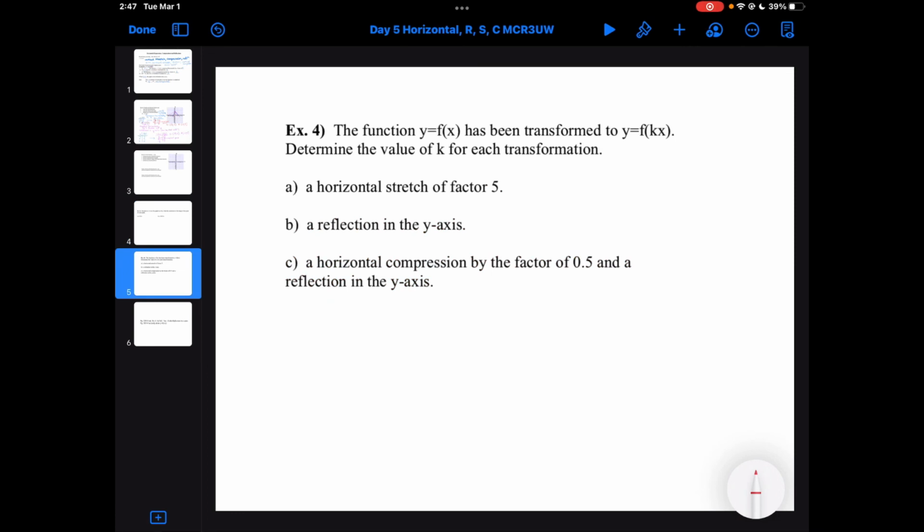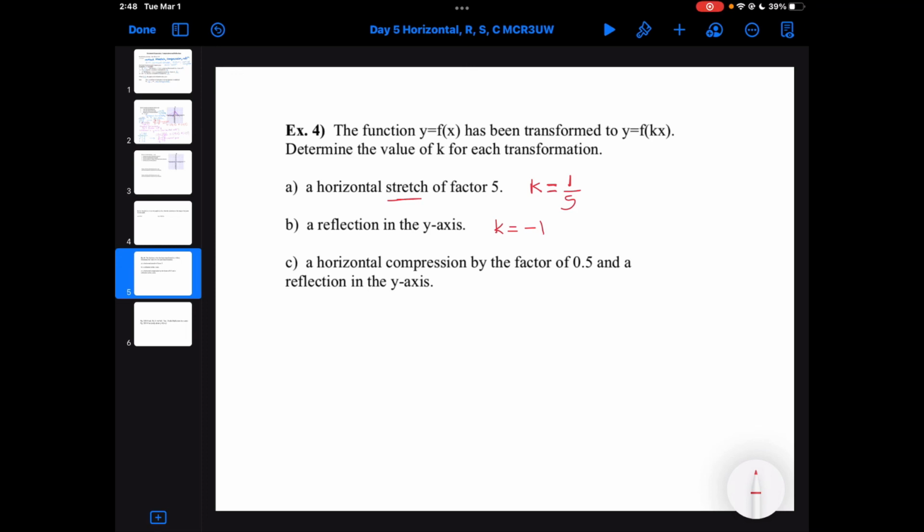The last example that we're going to do is we're going to figure out the k value for each transformation. So the function y equals f of x has been transformed to y equals f of kx, and we're going to determine the value of k for each transformation. If I have a horizontal stretch by a factor of 5, that means that my k value has to be less than 1, greater than 0. So my k value would be 1/5. If I have a reflection in the x-axis, my k value just has to be less than 0, so -1.